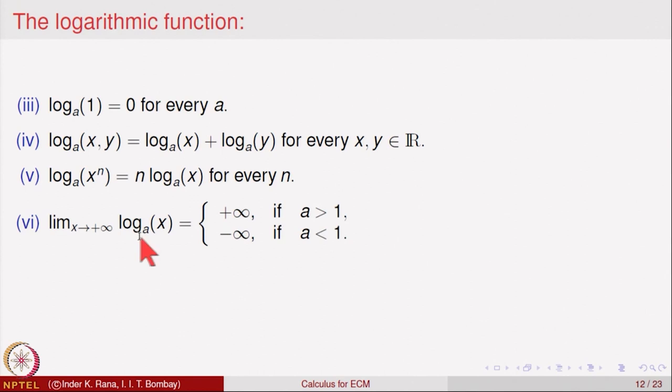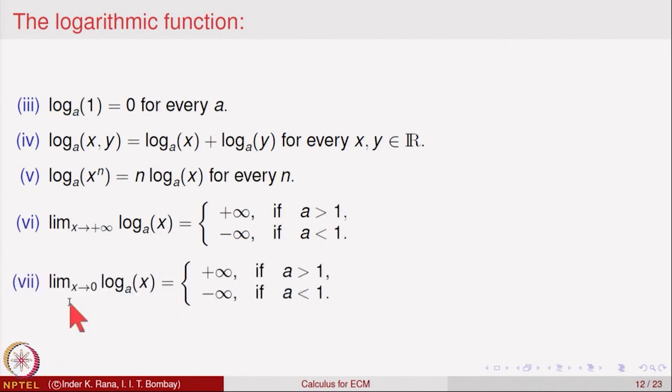If a is bigger than 1, then as x goes to infinity, log x goes to infinity. So it is an increasing function which goes to infinity as x goes to infinity. As x goes to 0, for a bigger than 1 it goes to minus infinity, and for a less than 1 it goes to plus infinity. These are basically properties of the log function, which can be deduced easily from the properties of the exponential function.